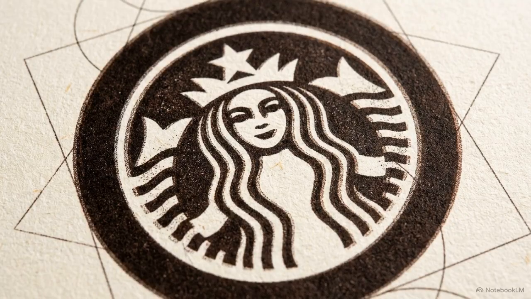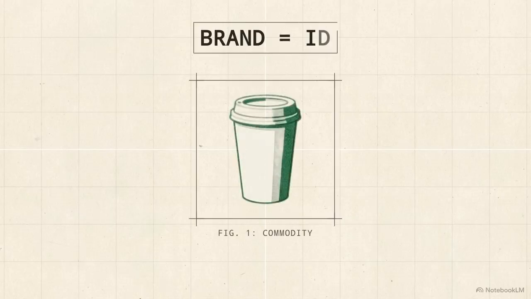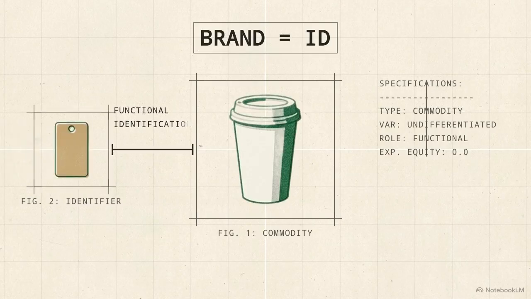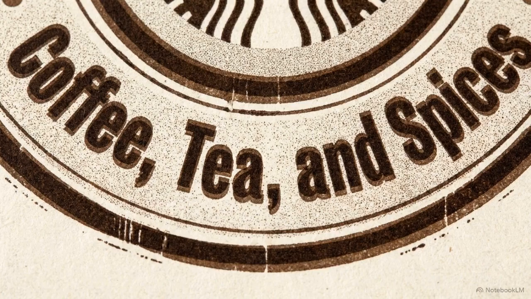The store's logo was a literal, intricate brown woodcut of a mythological siren, densely packed with text. This design was rooted in the traditional brand equals ID paradigm. Because the brand possessed zero experiential equity, it relied purely on functional identification. The logo explicitly stated coffee, tea, and spices, so customers knew exactly what commodities were being sold.